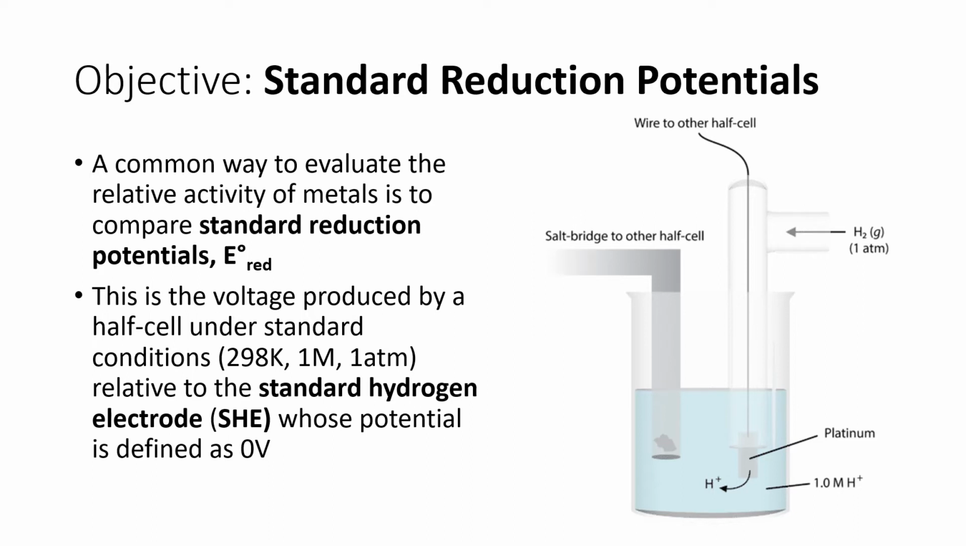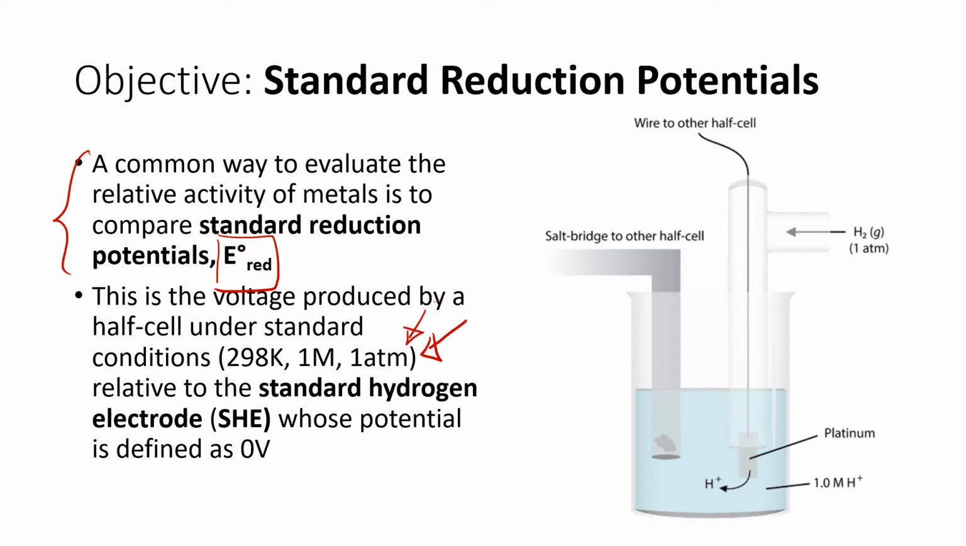Okay. So another topic that is important in understanding to complete this lab is standard reduction potentials. This is a very common way to evaluate the relative activity of metals, to compare their standard reduction potentials. This is the voltage that's produced in a half cell under these very specific standard conditions: 298 K, 1 molar, and 1 atmosphere.